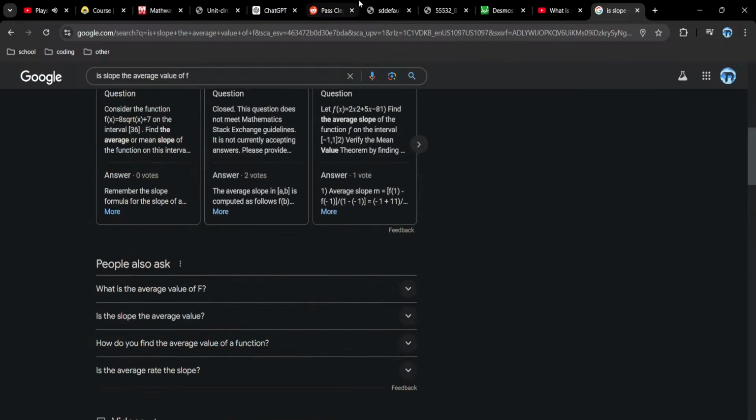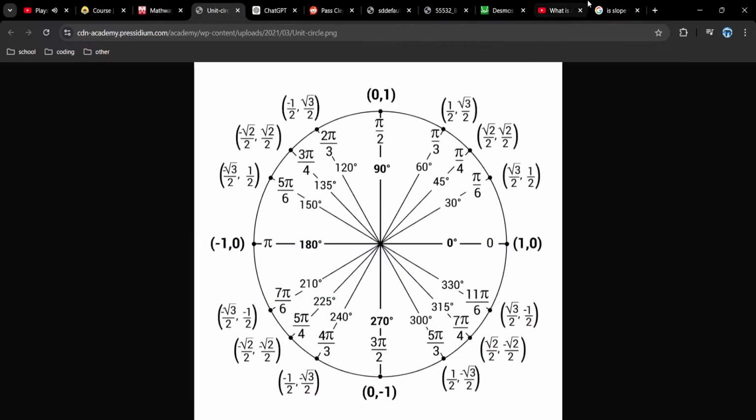So, let me just label this mean value. I wish I had a camera so I could show you my writing, even though it's not pretty. It's something.